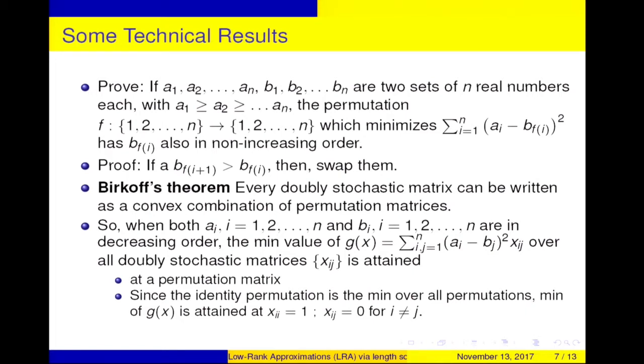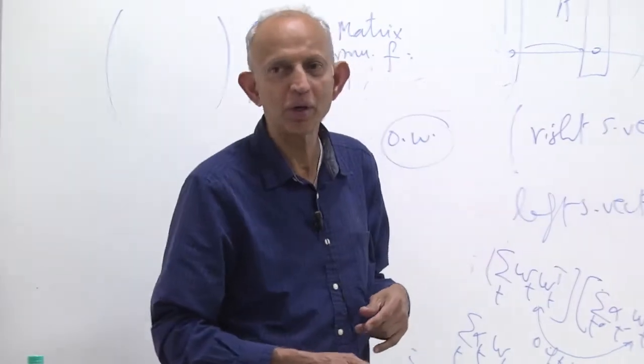So we saw that the permutation that minimizes is the identity. That was this part, and this says that over all doubly stochastic matrices, the minimum is attained at a permutation matrix, which must be the identity. Okay. We're going to use this in the next slide, but I may have to come back and recall this for you.